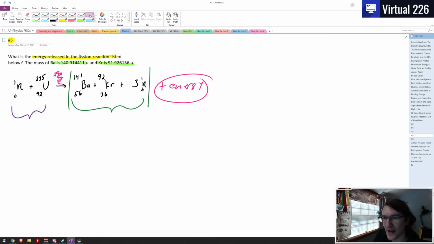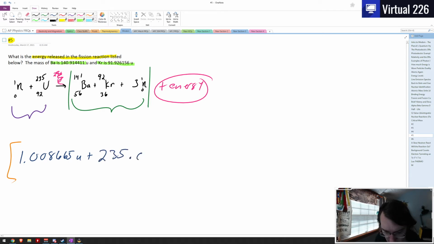So first, I am going to put a big bracket, and you'll see why when we get to the end of this. And then now I'm going to start listing our masses. The mass of the neutron is 1.008665 atomic mass units. And we're going to add that to the mass of the uranium-235. It is a mass of 235.043923 atomic mass units.